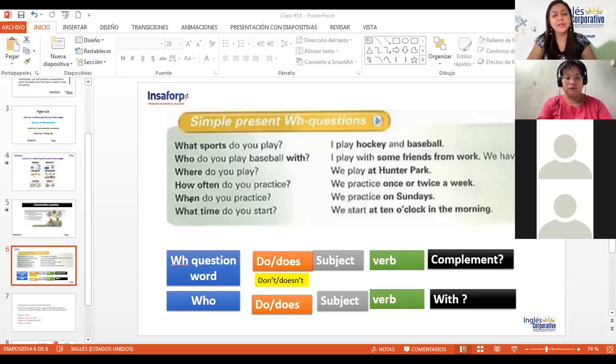Who does your brother play video games with? ¿Con quién juega videojuegos tu hermano? Who does your sister go out with? ¿Con quién sale tu hermana? Who does your sister go out with? Who do you go to the movies with? ¿Con quién vas al cine?